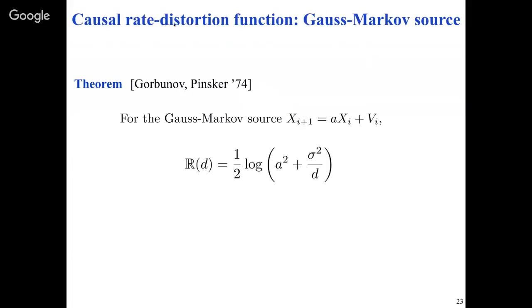And actually, this computation was done by Gorbanov and Pinsker back in '74, and they did not call it directed information. There was no directed information concept at that time, and they did not specify the operational meaning of this. But they computed this limit. If you look at this paper, this is essentially what they computed. So we can take that result and declare happily that, at least for the Gauss-Markov source, this function is computable. And you see that the formula is very simple. Nice, okay.